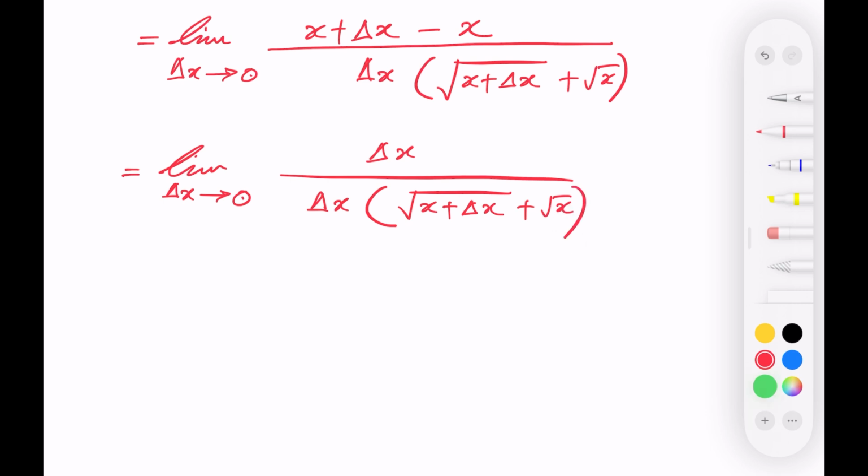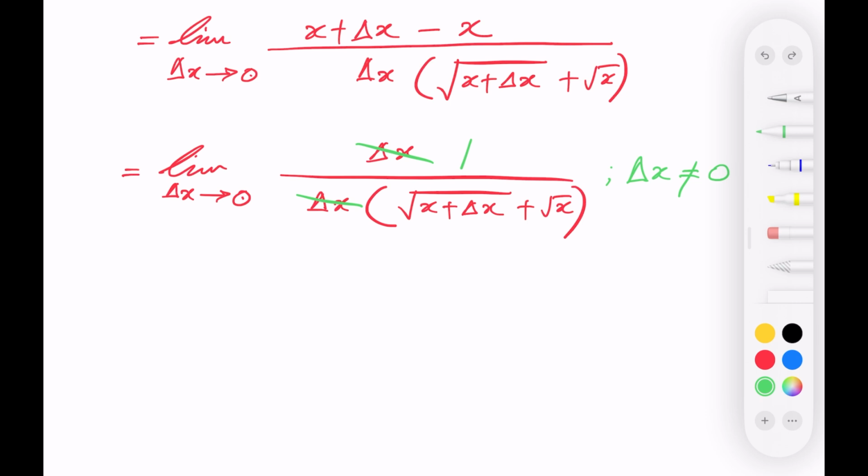Now we can do some further simplifications. The delta x's can be simplified. They can be divided from both top and bottom. That is because delta x is not equal to 0. Delta x is only approaching 0. Therefore, that division is allowed.